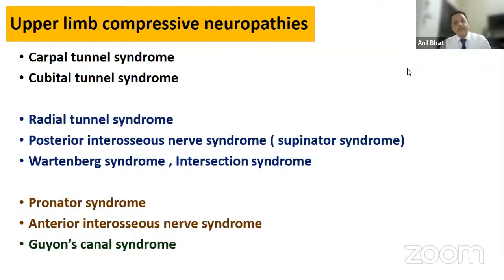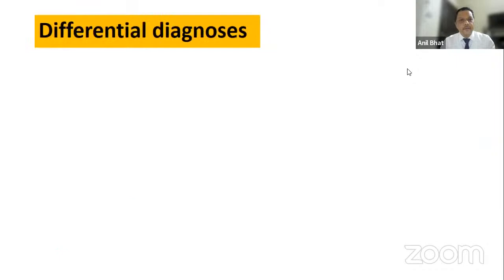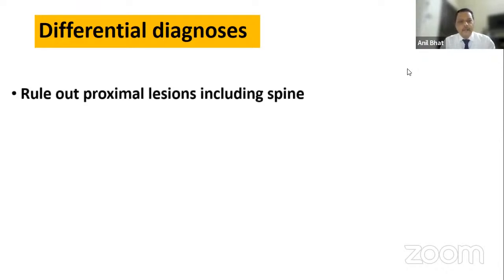So these are the major upper limb compressive neuropathies. I'll start off with carpal tunnel syndrome itself. But before that, I'll give you a general overview of how these compressive neuropathies play out, even in your routine practice later in life, and how you need to approach this. You should always examine the cervical spine to rule out any proximal lesions, not just the spine itself, even in the neck also.